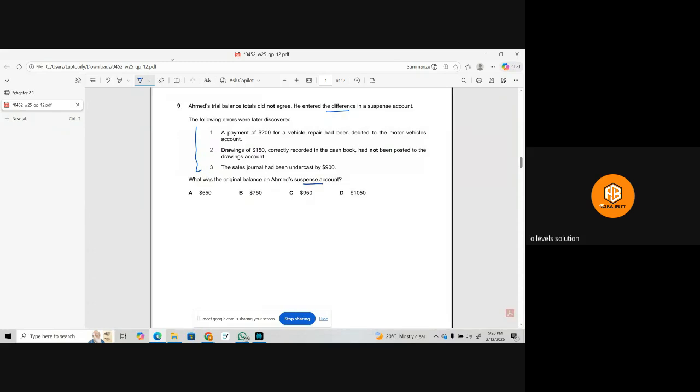If you see error two, drawings of $150 were correctly recorded in the cash book but had not been posted to the drawings account. So that affects the suspense account here. The cash book has been credited, but the drawings debit is missing. So the credit exceeds the debits by $150. So it means the suspense account must have $150 on the debit side. One second, let me write.